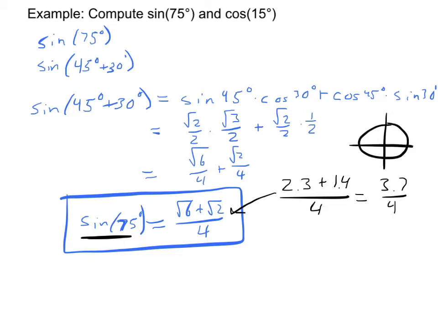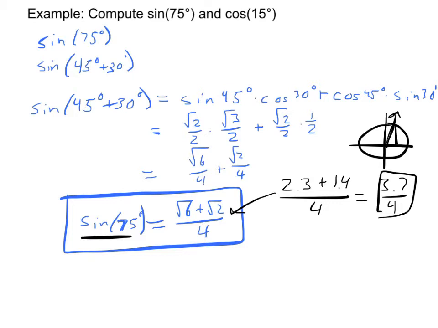If we pictured 75 degrees being sort of up here somewhere, that sine value seems to be almost 1. This answer seems reasonable. Okay, you should now pause the video and work through the cosine of 15 degrees. You're going to do the same thing. Find two angles that either add or subtract to give you 15 degrees, and then work through it.